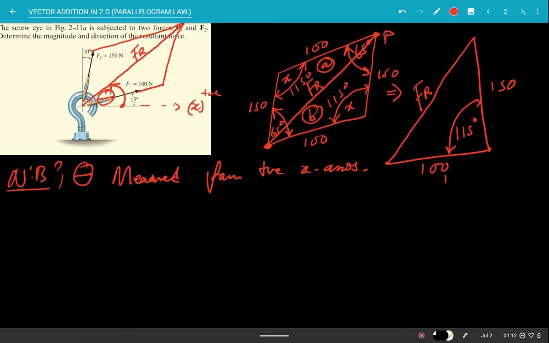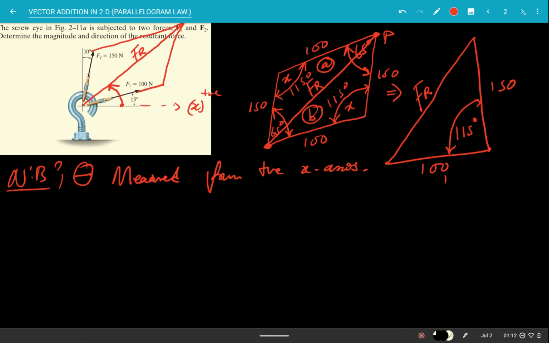But if they say that it's measured counterclockwise from the positive x-axis, it means you have to find this angle, where you look for the angle here and then subtract it from what? 360 degrees. But in this case, we're measuring it from the positive x-axis. So there to that point there.